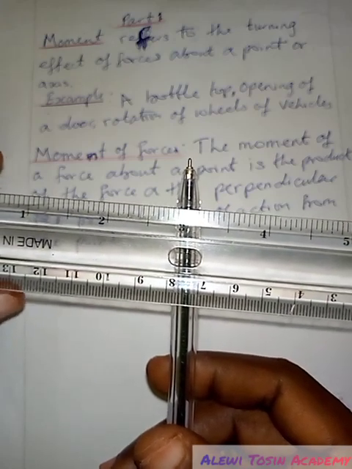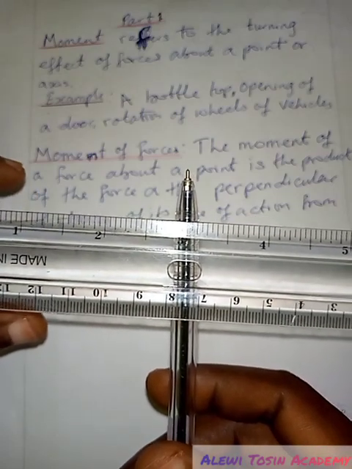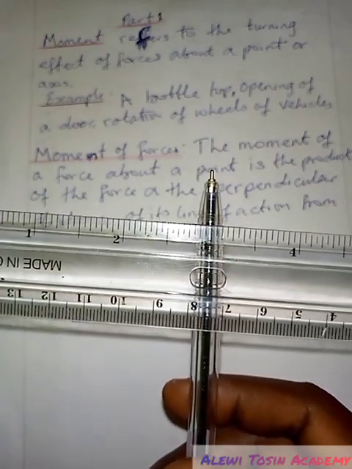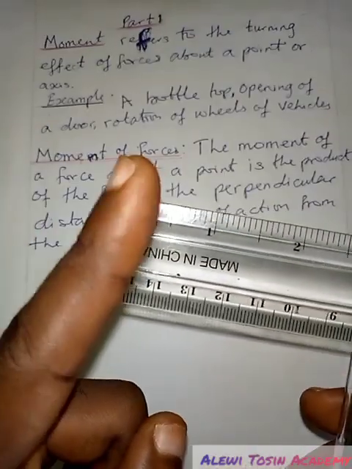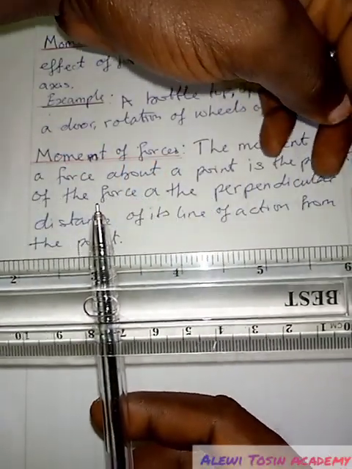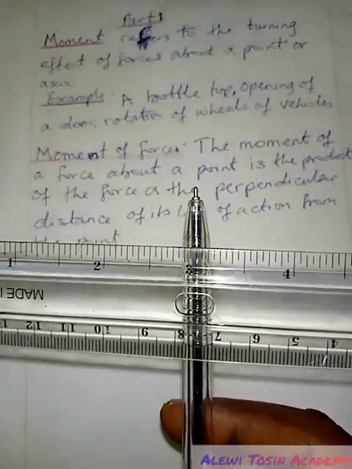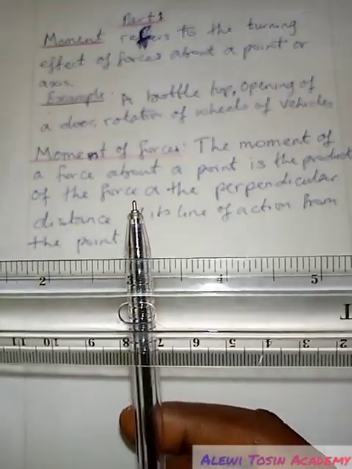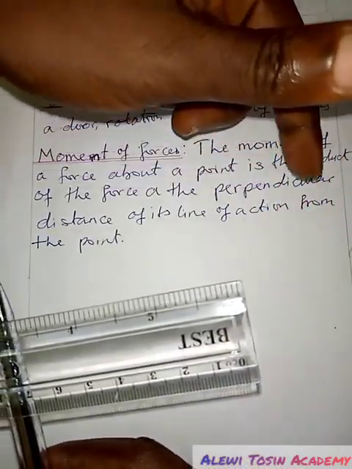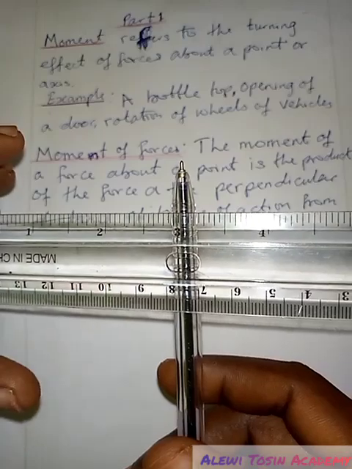Now, for an object to be in equilibrium, the sum of clockwise moments, see my hand, must be equal to the sum of anti-clockwise moments. The sum of clockwise moments must be equal to the sum of anti-clockwise moments. That is when we say that the body is at equilibrium.